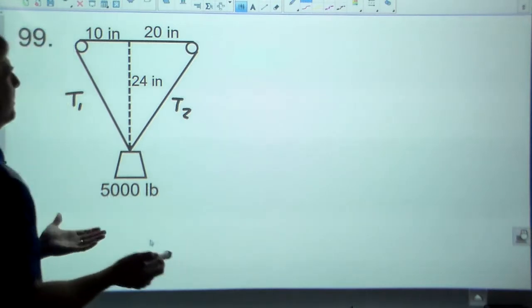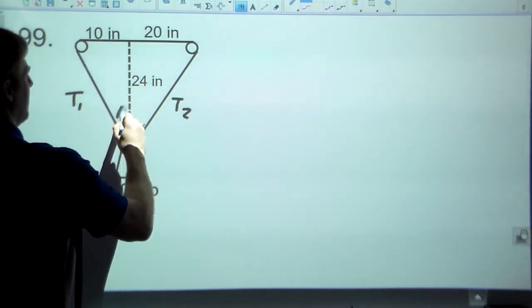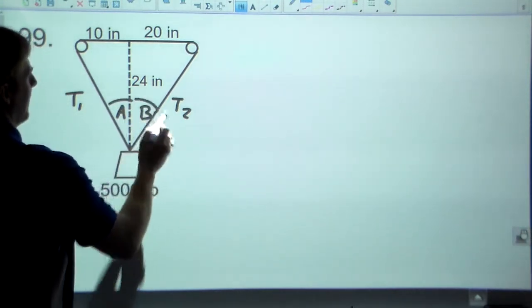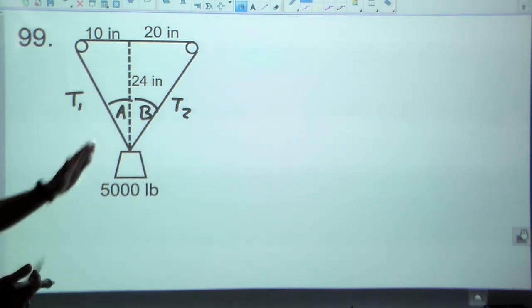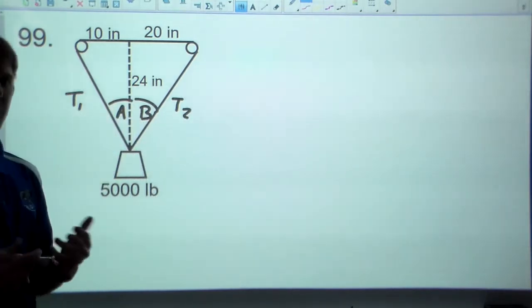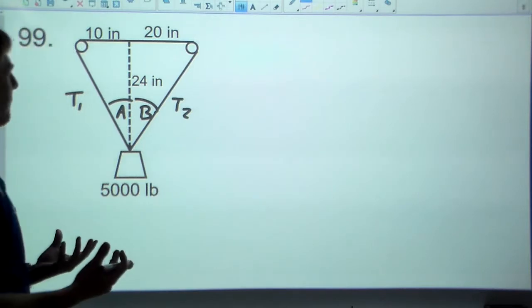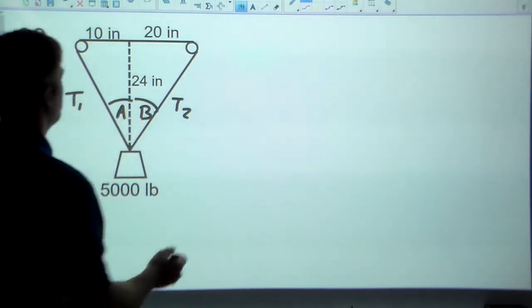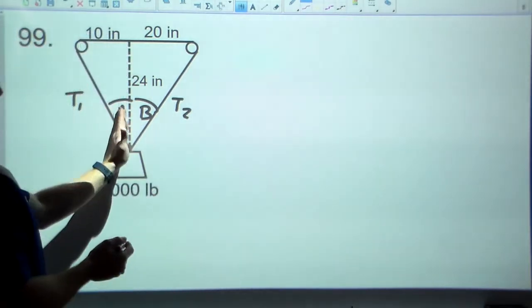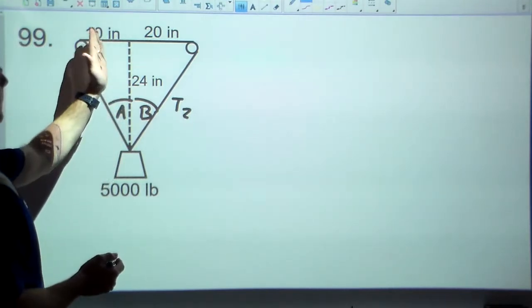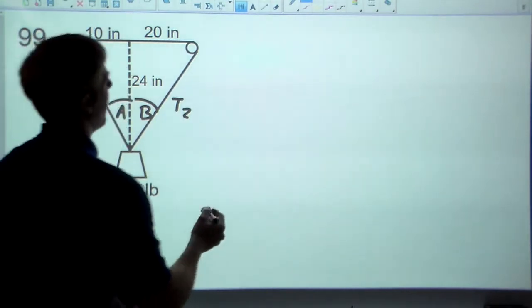But I think it's easier to go with what we've got and then be careful with how we set up our components. So I'm going to go ahead and add some angles, A and B. The first thing I want to set up is figuring out the measure of these two angles. So I'm going to use a tangent function in this case because I've got an opposite and an adjacent side.